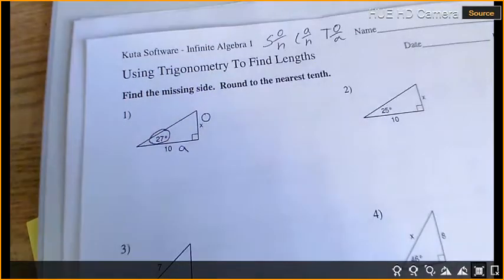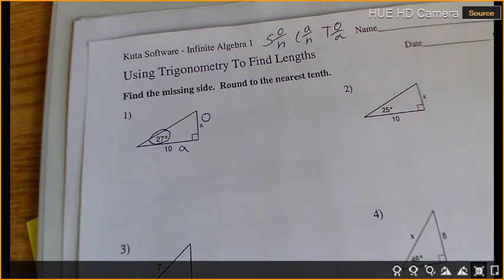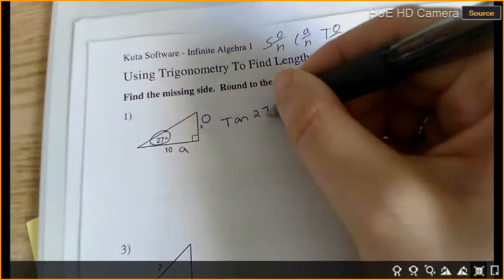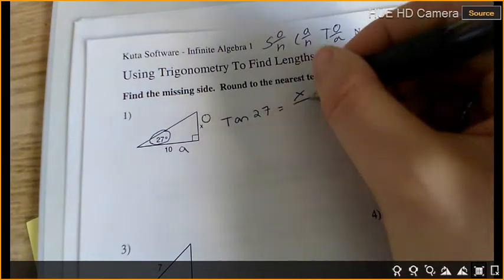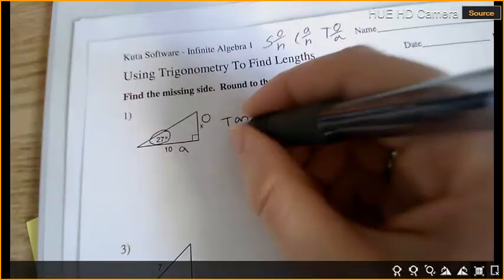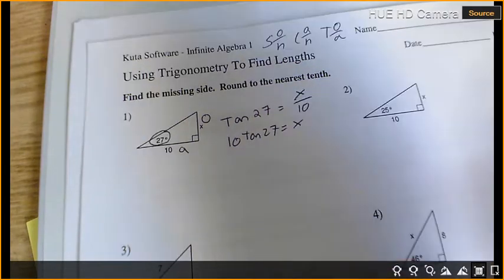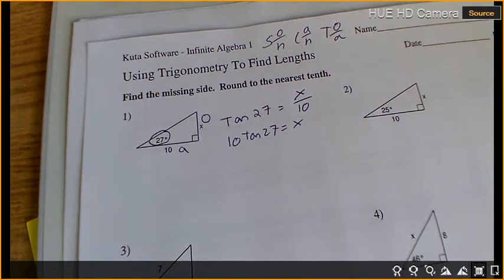Okay, which one uses O and A? Sine, cosine, or tangent? Tangent. So we're going to write tan 27 equals opposite over adjacent, and then we're going to go 10 tan 27 equals x. And that's what we're going to place in our calculator.